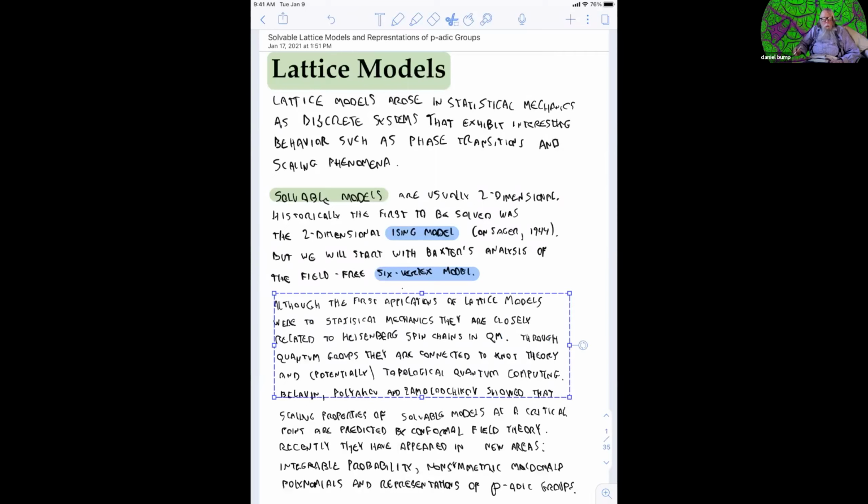Now, although lattice models first arose in statistical mechanics, they're also related to things that appear in quantum mechanics. Heisenberg's chains, for example. Through the theory of quantum groups, they're connected to knot theory and potentially to topological quantum computing.